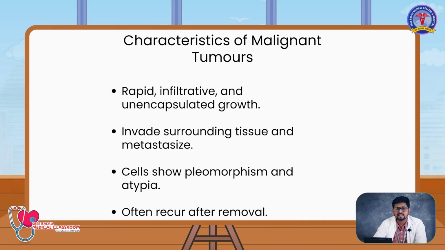And the features of malignant tumors: they have rapid, infiltrative and non-encapsulated growth, which invades the surrounding tissues, and metastasis will be there. The cells show pleomorphism and atypia, and the tumor often recurs after removal. So high recurrence chances will be there in malignant conditions.